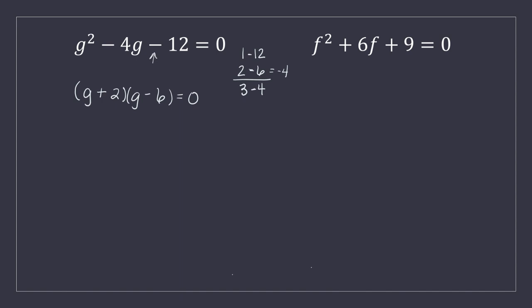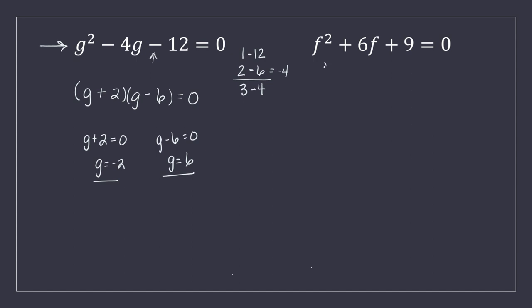Now that I've got it factored and I've got my two parentheses, I'm going to take each parenthesis and set that equal to 0 and solve. So g plus 2 is equal to 0. Therefore, g is equal to negative 2. And g minus 6 is equal to 0. Therefore, g is equal to 6. Those are my two solutions that solve this equation, g squared minus 4g minus 12 equals 0.